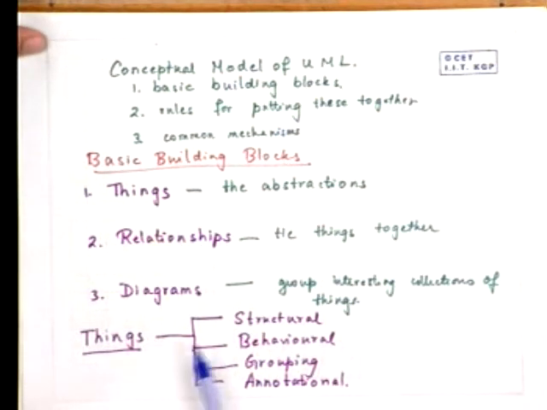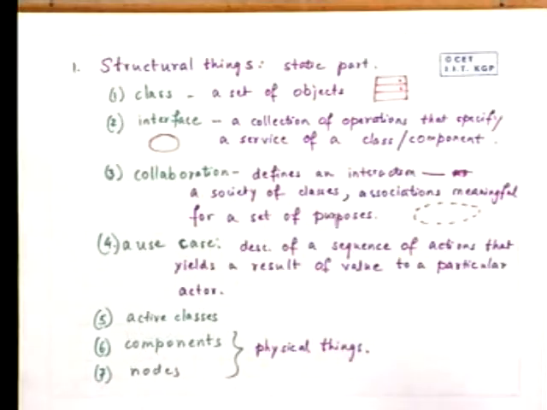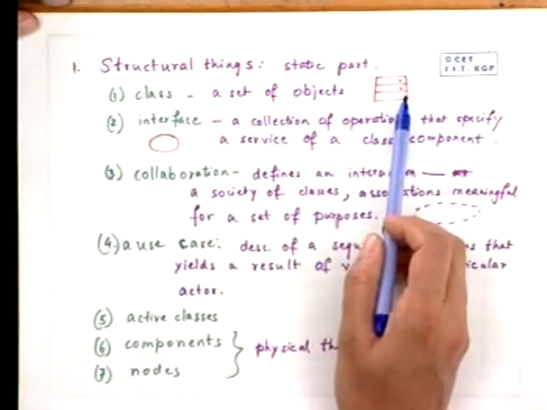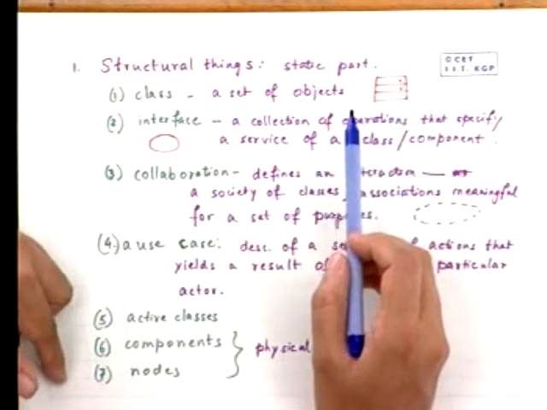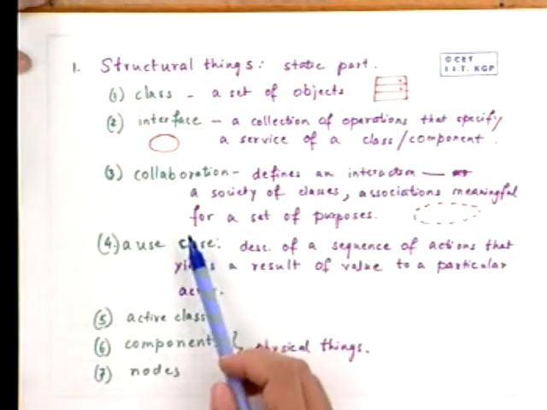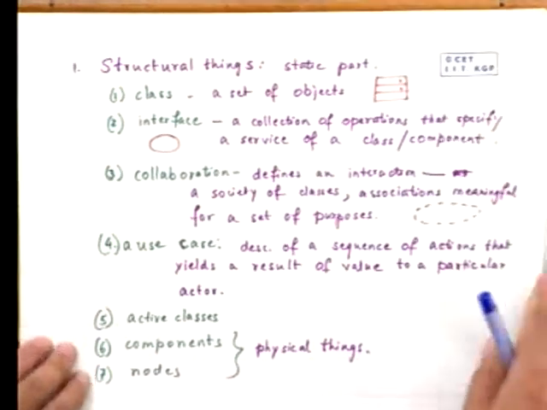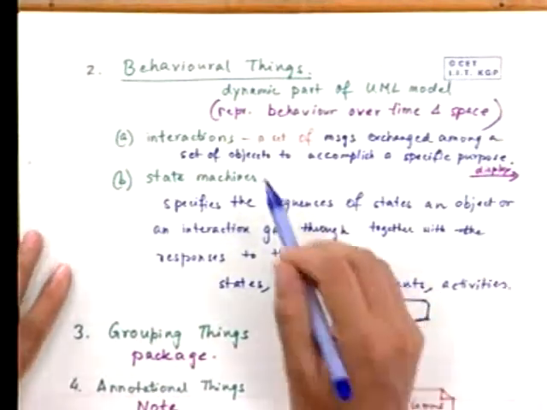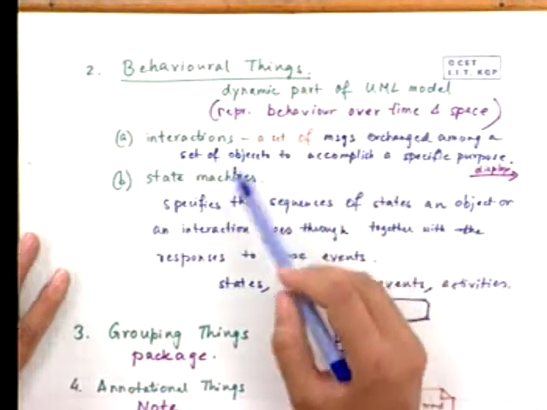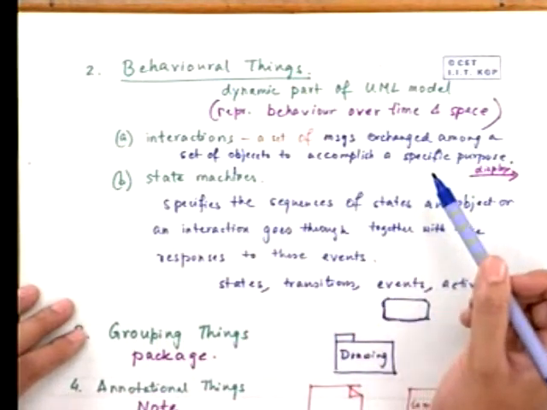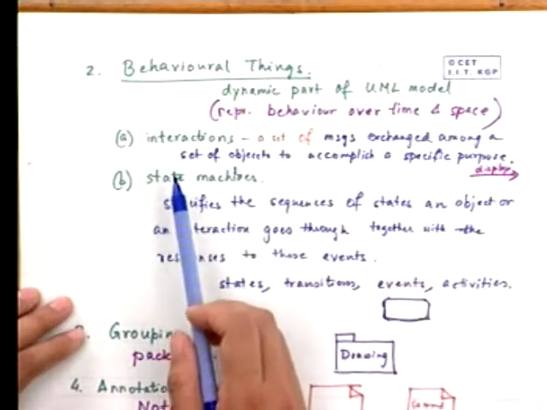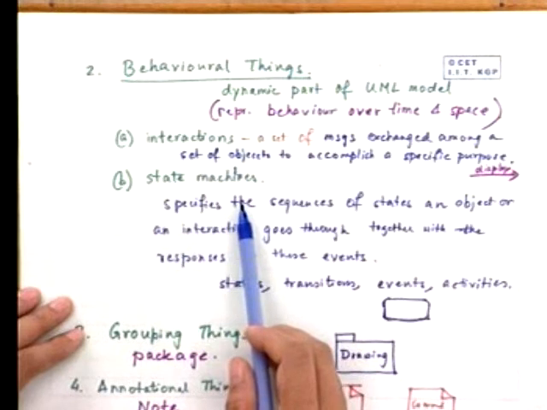And we have said that things are of four types: structural things, behavioral things, grouping things, annotational things. These structural things form the static part of the system, and there are 7 structural things: class, interface, collaboration, use case, active classes, components, and nodes. Behavioral things form the dynamic part of the UML model, and they represent behavior over time and space. There are 2 types of behavioral things: interactions and state machines.